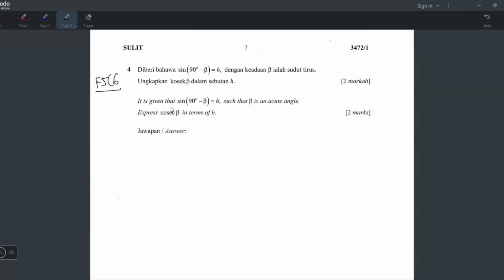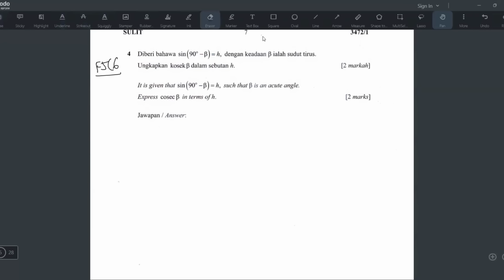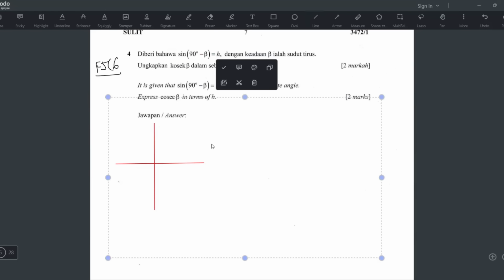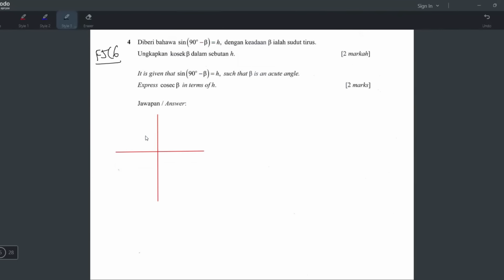So for this they ask you to express cosec beta. So definitely this is the first type of question, and you have to draw. If you never draw, you cannot do the question later. I believe some of you forget to draw when doing this. And if you forget to draw then you will be here watching my video. So you are stuck on this question, and that's why you click on this video, right? It's because you didn't draw. You cannot do the question. So you have to draw.